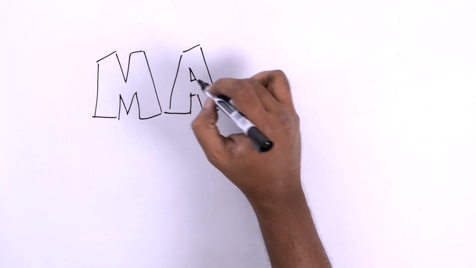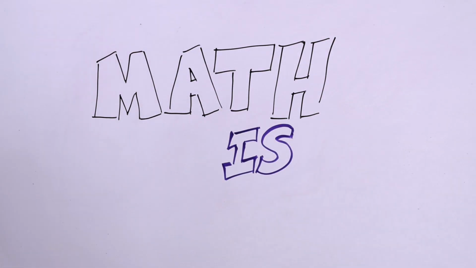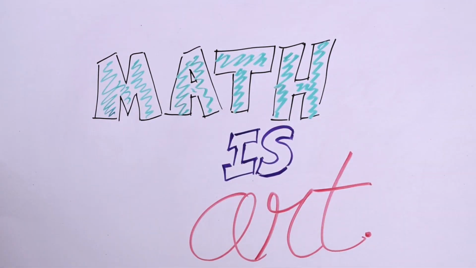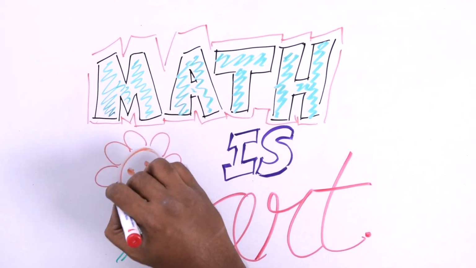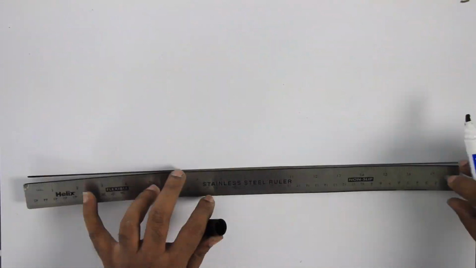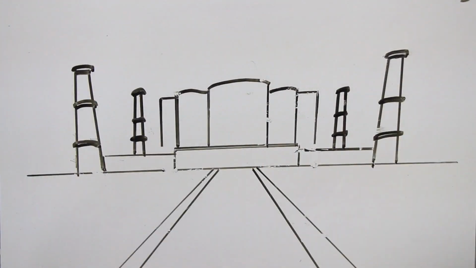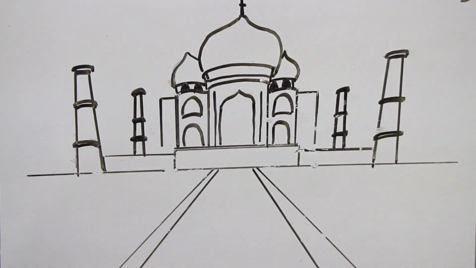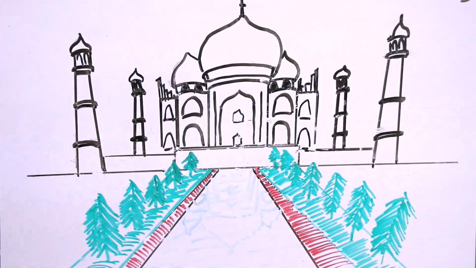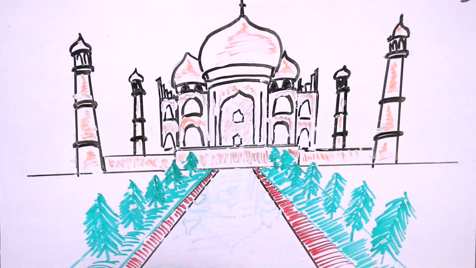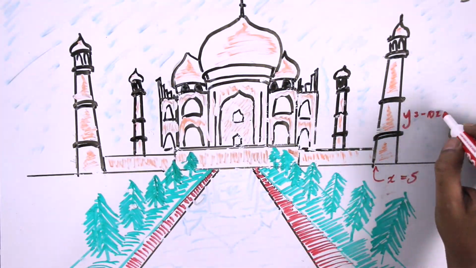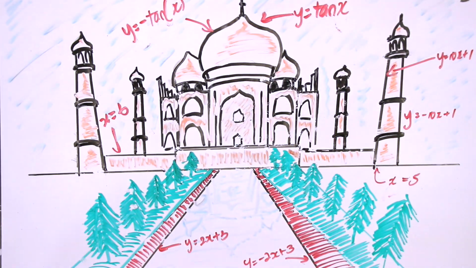Believe it or not, math is art. I know this might be a little hard to believe, but just like all of our favorite artists can use lines, shapes, and colors to create magnificent works of art, mathematicians can use numbers to describe these very beautiful things.